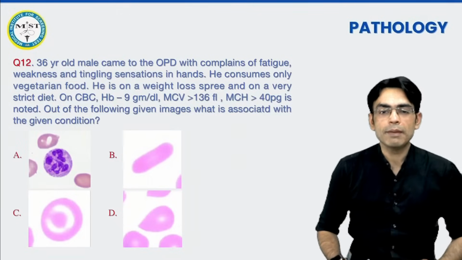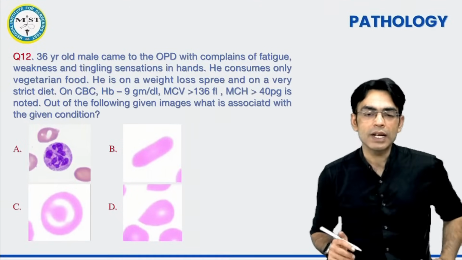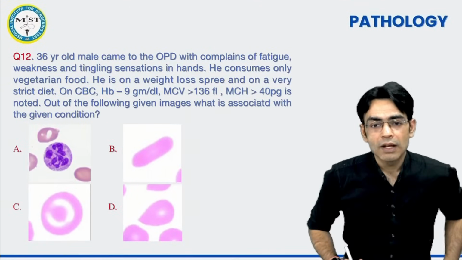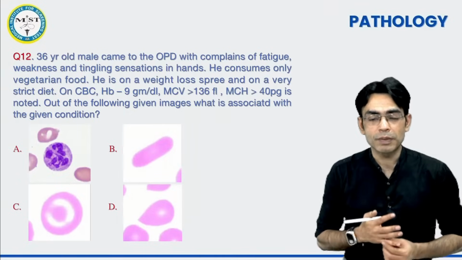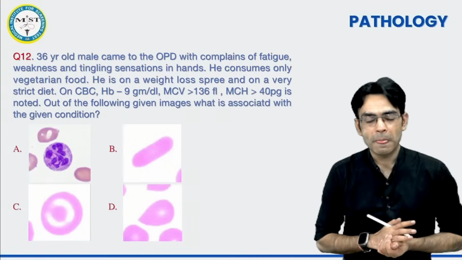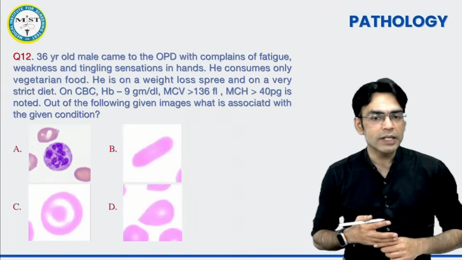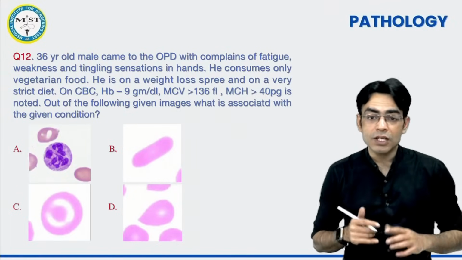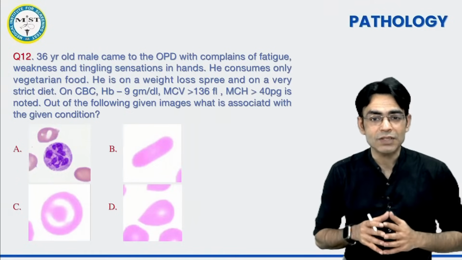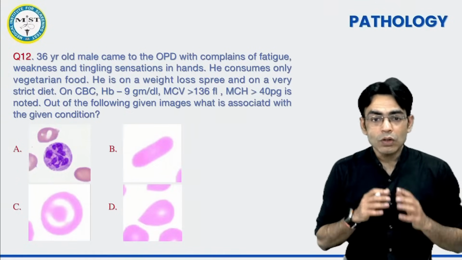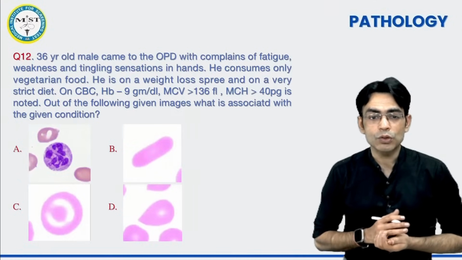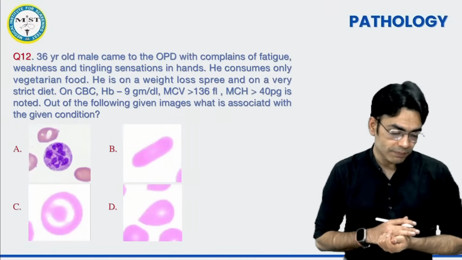35-year-old came to the OPD with complaints of fatigue, weakness and tingling sensation in the hands. He consumes only vegetarian food. He is on vegetarian diet, a weight loss spree, and is on a strict diet. On complete blood count, hemoglobin is 9 grams per deciliter. MCV is more than 136 femtoliters. MCH is more than 40 picogram. Out of the following given images, what is the association with the given condition?